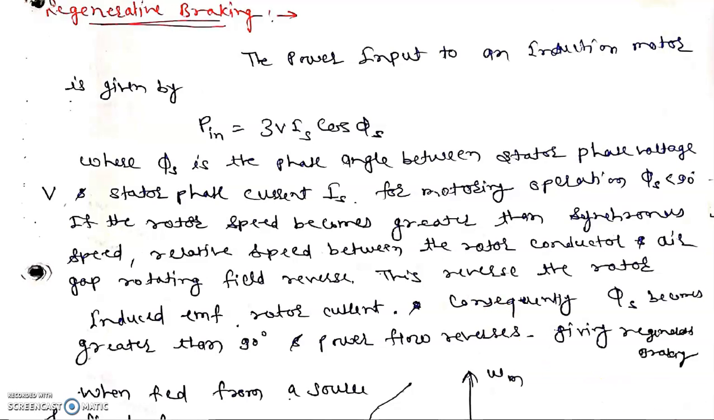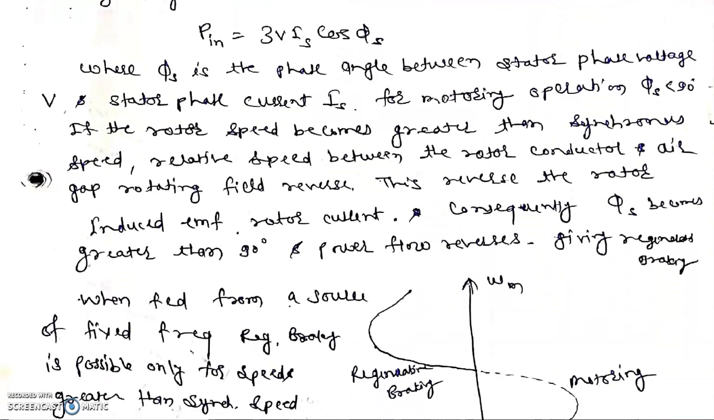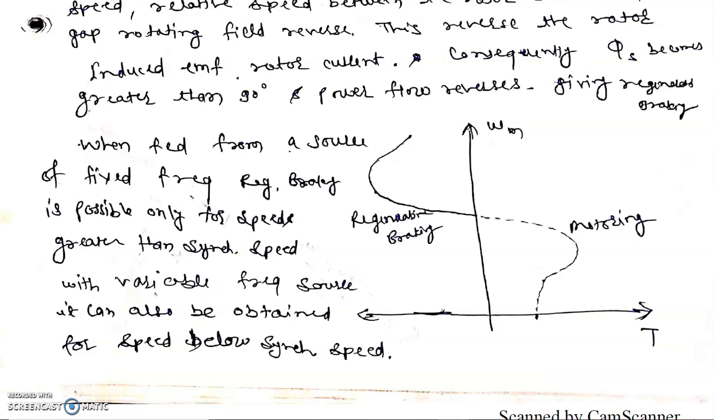So whenever phi s becomes greater than 90 degrees, the slip S will become negative, or S will become minus S. When we replace the slip S with minus S in the basic equation of induction motor drive and draw the characteristic, the characteristic will occur like that. In quadrant 2, the regenerative braking characteristic will appear, which is the extension of the motoring characteristic in quadrant 2.